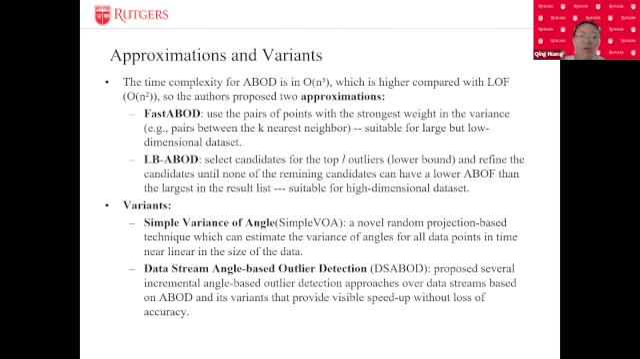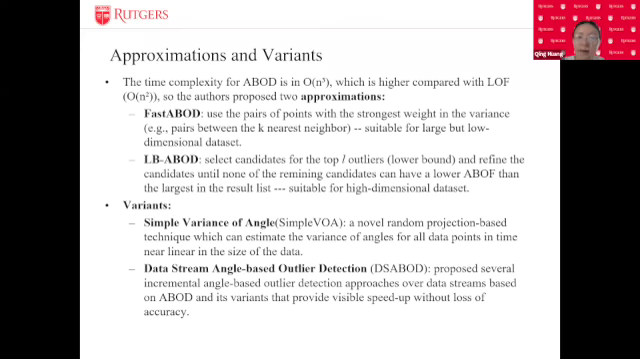Besides the original angle-based outlier detection, other authors also proposed variants of this algorithm. For example, the simple variance of angle is a novel random projection-based technique, which can estimate the variance of the angles for all data points in a time that's near linear in the size of the data. Another one is the data stream angle-based outlier detection, which is suitable for dynamic data sets, and it can also calculate outlier factors very fast without loss of accuracy. So this is all about the angle-based outlier detection.